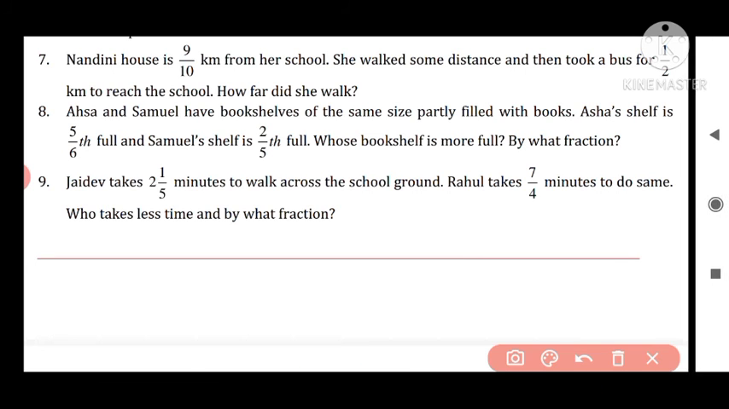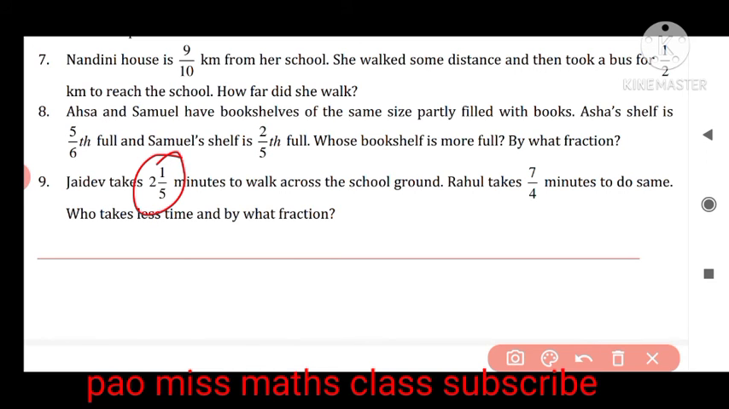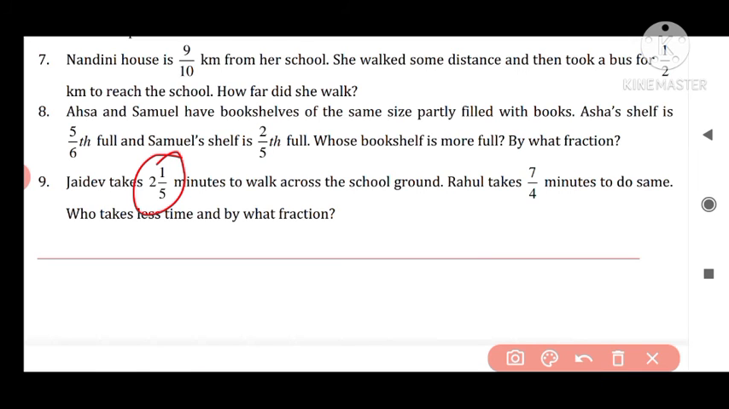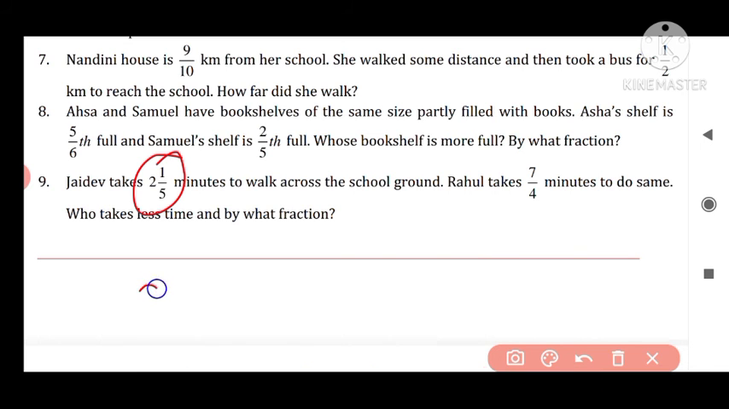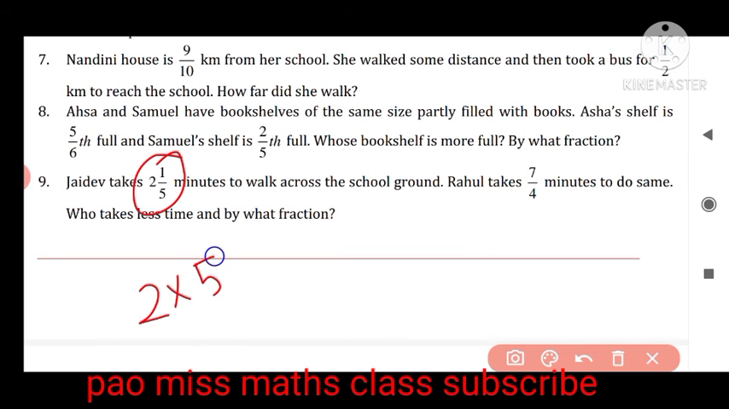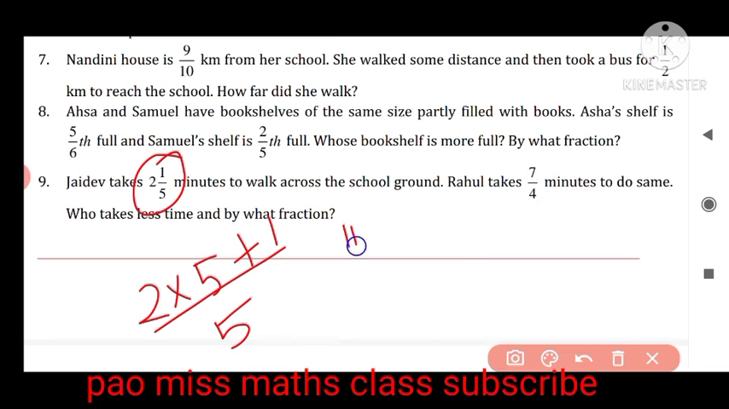Now again, what is given here? It is given in mixed fractions. So whenever you get any mixed fraction in any kind of solution, first we need to convert that mixed fraction into an improper fraction. Okay, first we have to convert this into an improper fraction. So we know how to convert: whole multiplied with denominator plus numerator. So what will you get? 5 multiplied by 2 is 10, 10 plus 1 is 11, 11 upon 5.